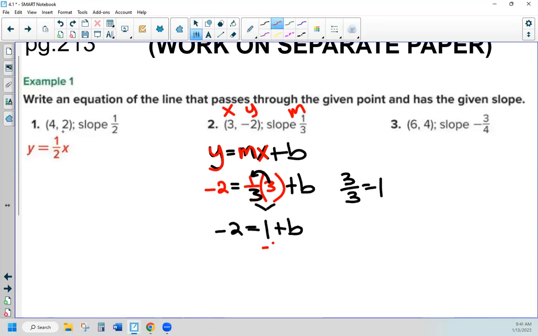In this step right here, we'll go ahead and take 1 to the other side by inverse operation, which is subtracting. And now we have -3. Remember, -2 when you take away, they're in the same team. They're in the negative team. So we get -3. Okay.